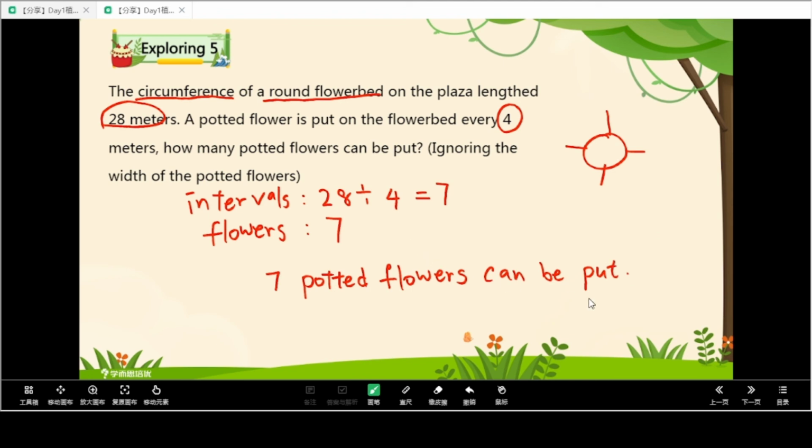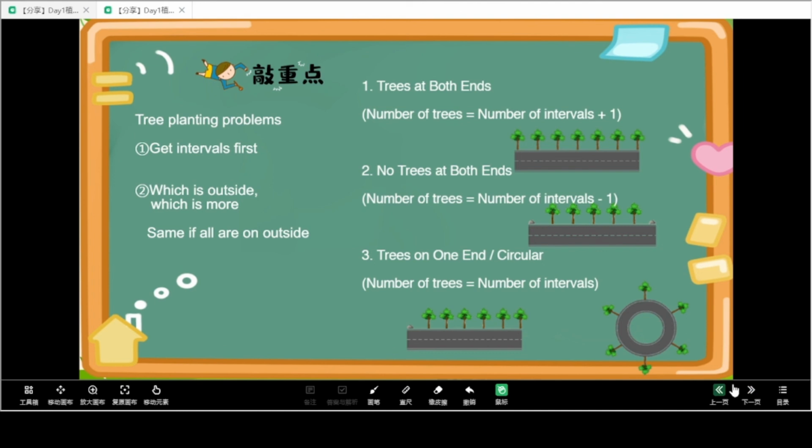Okay, so we finished the questions, and let's make the conclusion here again. In tree planting problems, first and foremost, we need to get the intervals by the division method. And we know that if a tree is left outside, that means the number of trees is larger. And if an interval is left outside, that means the number of intervals is larger. And if trees are planted on one end or in a circular condition, that means all the trees and the intervals are well packaged. So the number of trees and the number of intervals are equal.